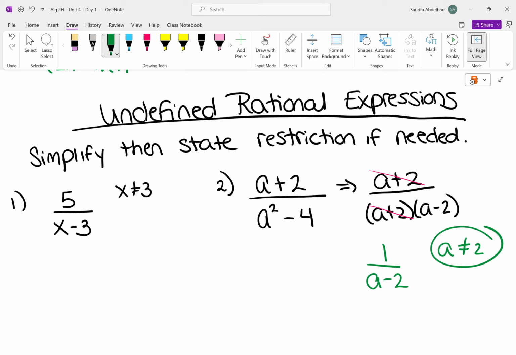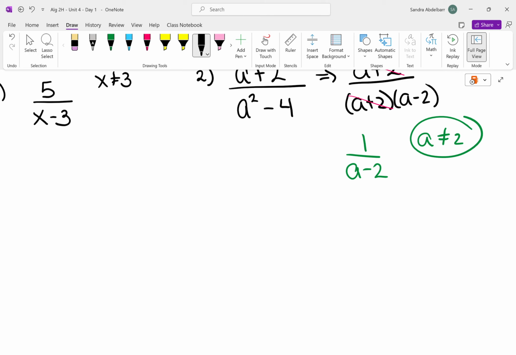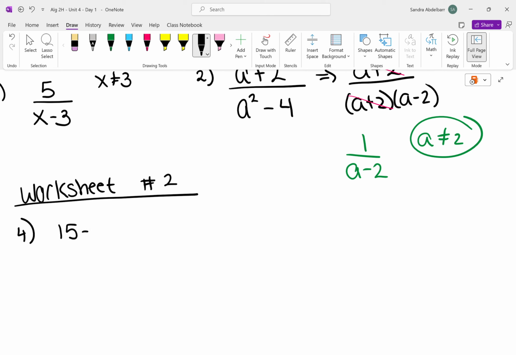Okay, are we ready to step up and see some problems that are a little bit more difficult? Maybe. Okay, so I'm going to do number 4 from worksheet number 2. This is worksheet number 2. This is number 4.